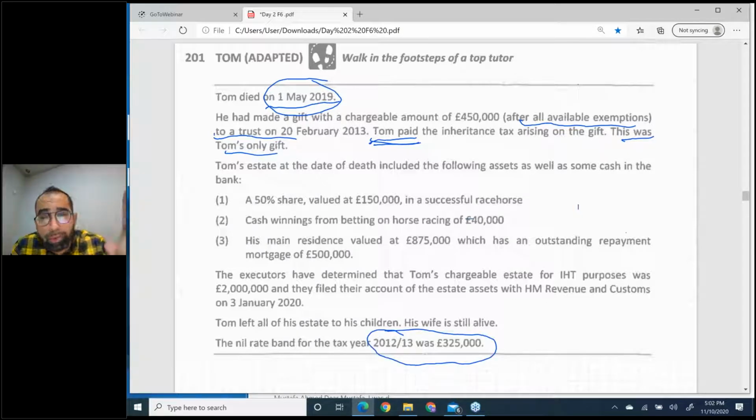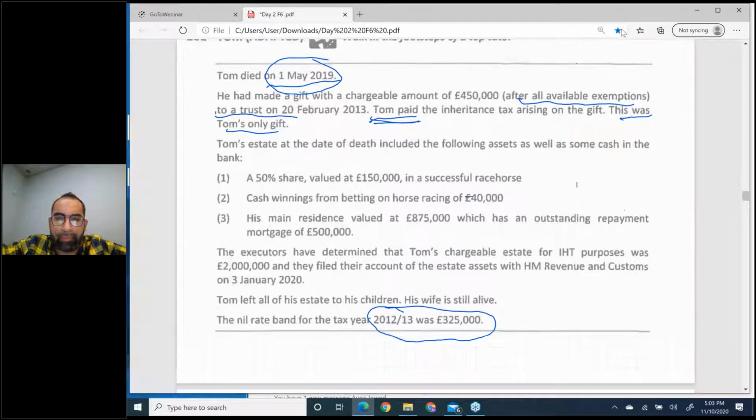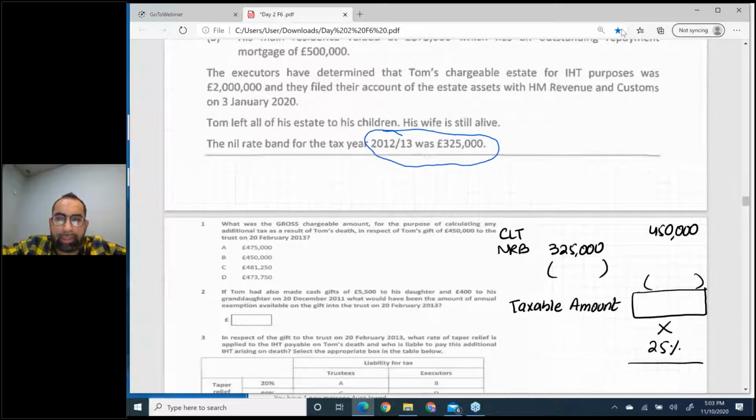I just told you, even when I solved a practical question with you guys, that for lifetime IHT on a CLT, you have to use the NRB of the same fiscal year in which you gave the gift, not the fiscal year of death. And this is 12-13. Okay, let's start the first part.